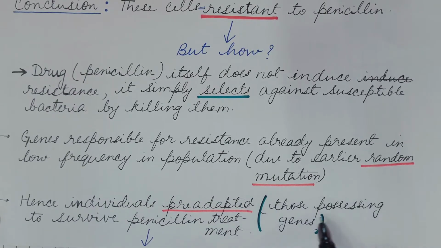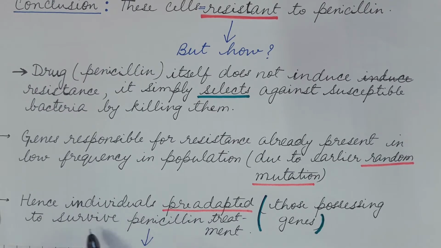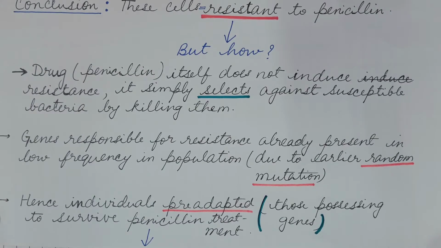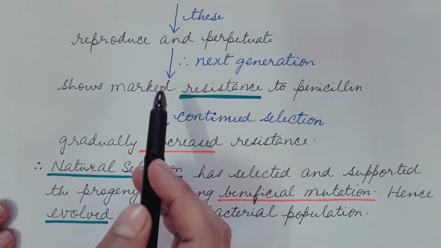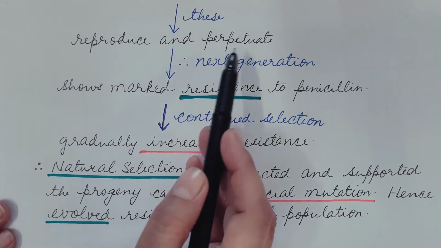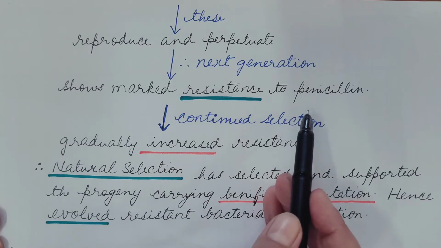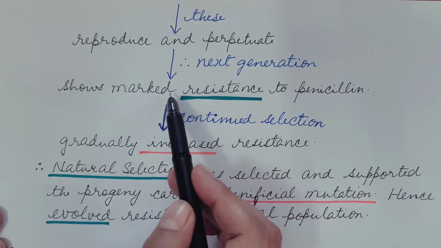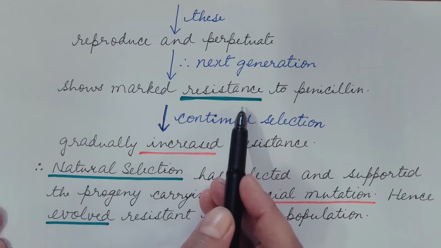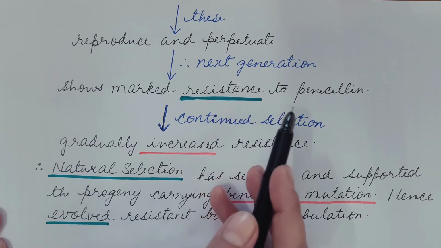Hence, those which possess these mutated genes are pre-adapted to survive penicillin treatment. That is, these are already adapted to survive the penicillin treatment. It is not that these develop the resistance due to the exposure to the penicillin. In the presence of the penicillin, these reproduce and perpetuate. Therefore, the next generation shows marked resistance to penicillin, because in the next generation there are more resistant bacteria, which have the advantage over the susceptible ones.